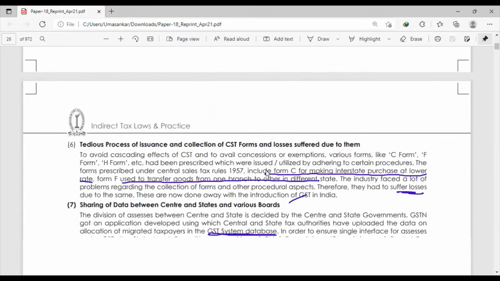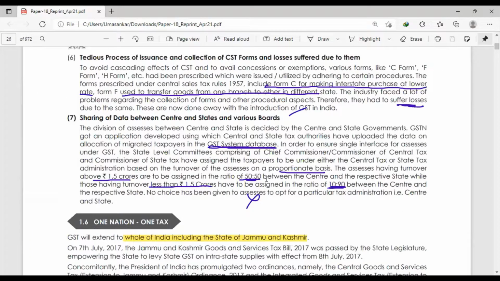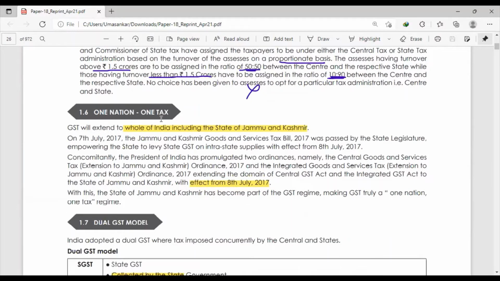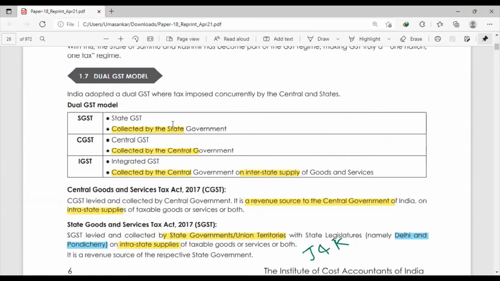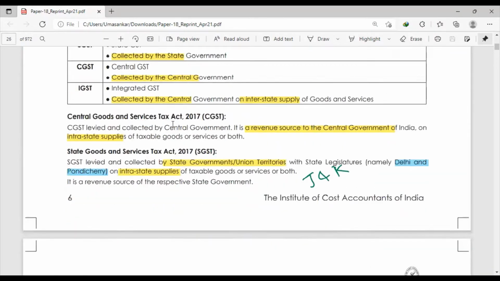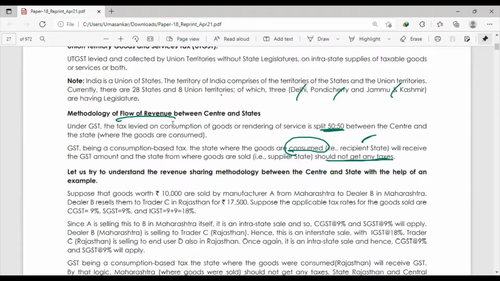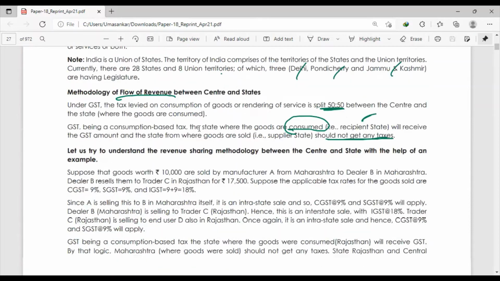Then non-availment of ITC. Then how the CST forms were there earlier; now there are no CST forms. Then how data is shared between the center and the state. Then how GST became one nation, one tax. Then the dual GST model, meaning SGST, CGST, and IGST. Then UTGST. Then how the revenue is shared between the center and state.